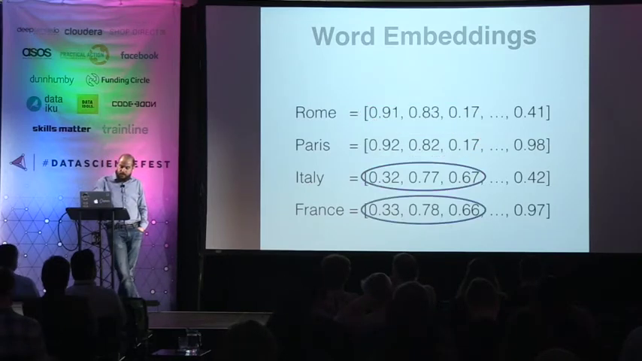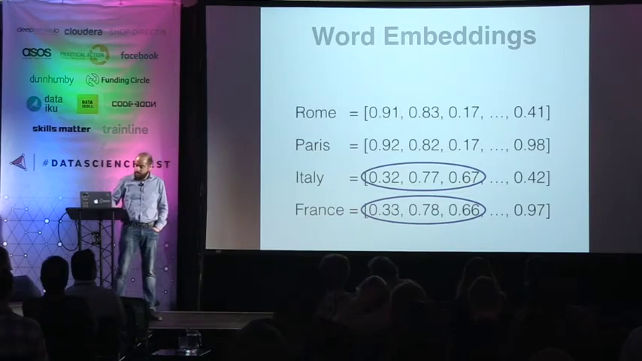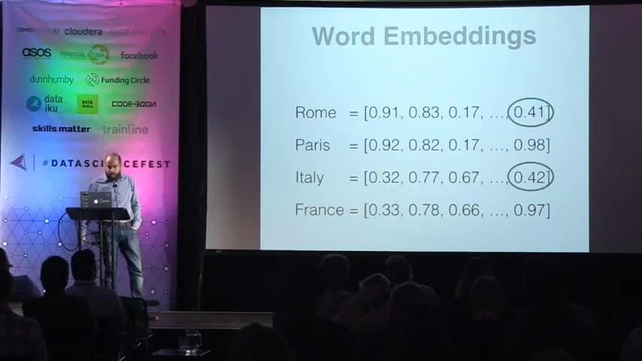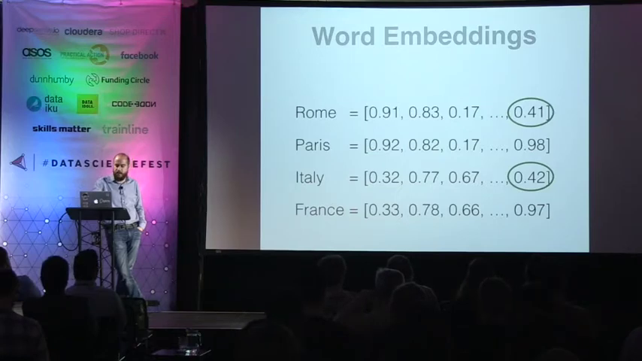Also, Italy and France are similar concepts. They're both countries, they're both in Europe. The language comes from Latin for both. The wine is good, and so on. All these similarities, we want them to be captured in some other dimensions. One step further, Rome and Italy are also somehow similar. Rome is the capital of Italy, so we would like this particular semantic relationship to be captured by other dimensions.